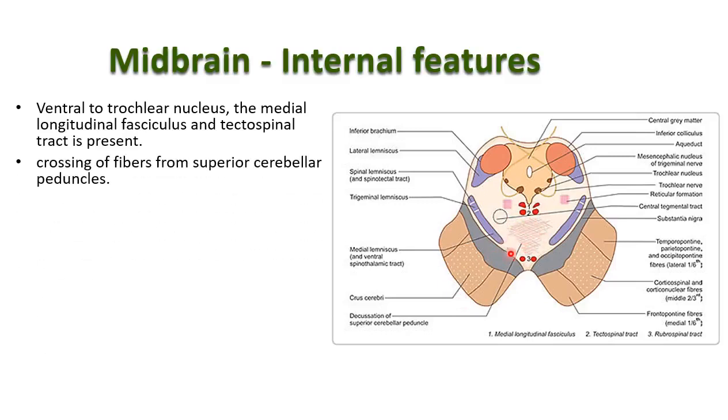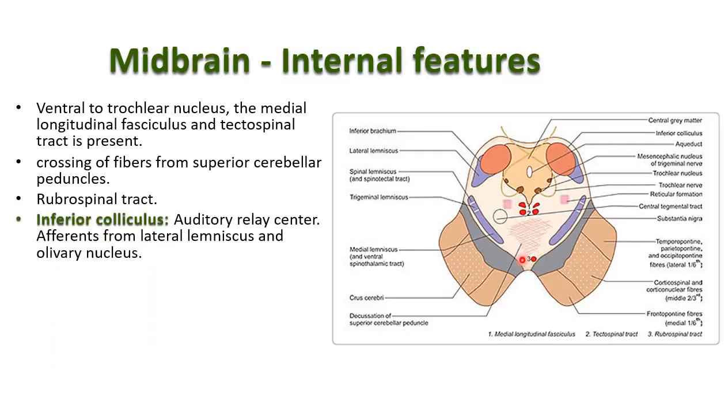So crossing of fibers of the superior cerebellar peduncles, and more anteriorly you see the rubrospinal tract. From the red nucleus, it is descending to the spinal cord. I told you it is a part of your extrapyramidal system, rubrospinal tract. So all this you are able to see in front of the central gray matter in the tegmentum, the tectospinal, and then your medial longitudinal fasciculus, decussation of superior cerebellar peduncles, and then your rubrospinal tract.